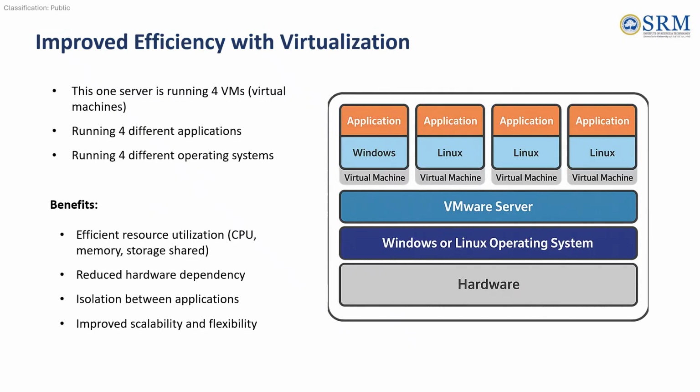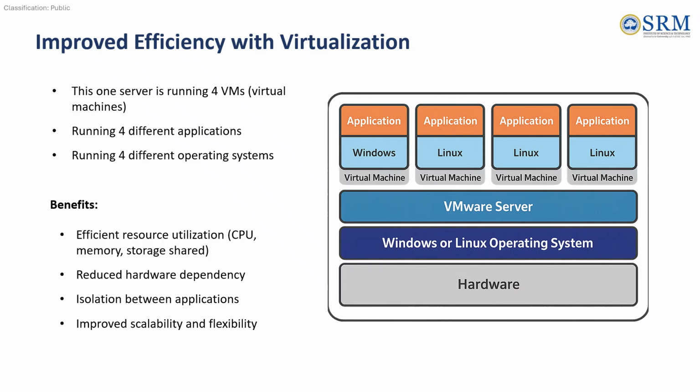This slide shows how a single physical server can run multiple virtual machines at the same time. Here, one server is running four different virtual machines, and each virtual machine can run its own application and operating system independently. Instead of keeping separate physical machines for every application, all of them are consolidated into one system. This leads to efficient utilization of CPU, memory, and storage resources.